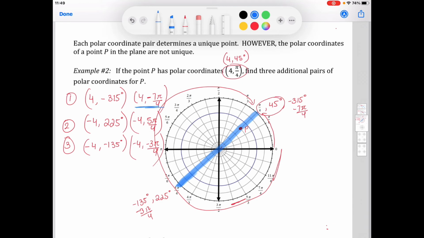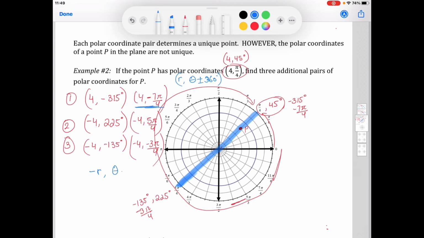So if I was to sum up and give you the formula for these, basically what did we do? It was whatever your r was, r comma theta plus and minus 2 pi or 360 degrees. And the other one, to get the other two, what did I do?